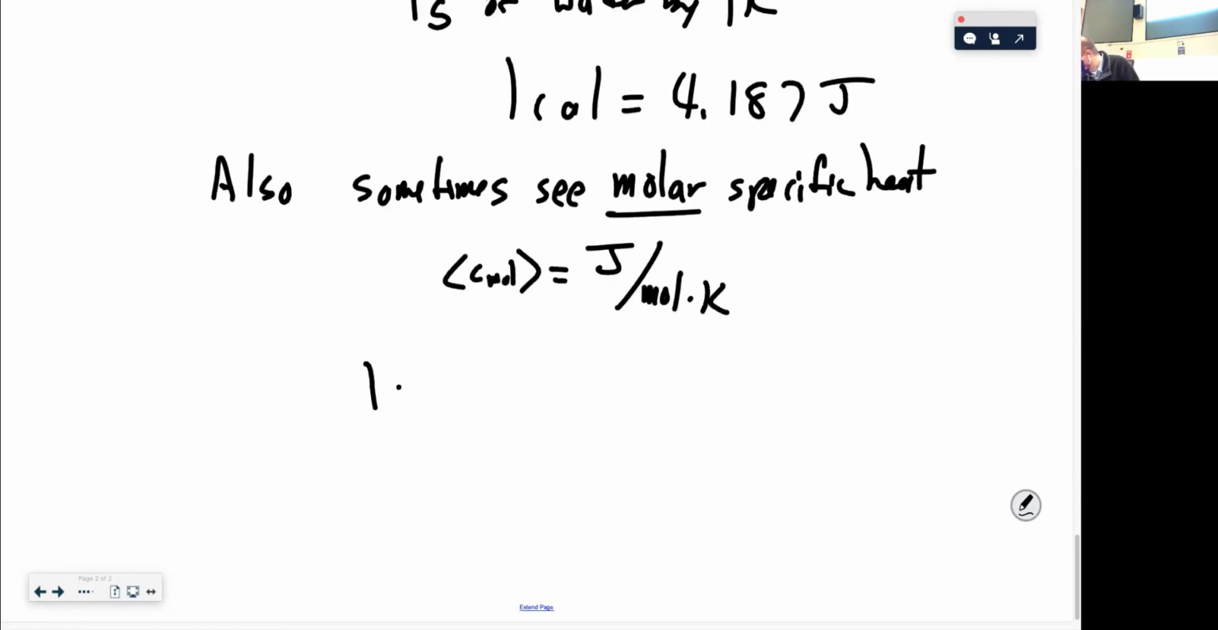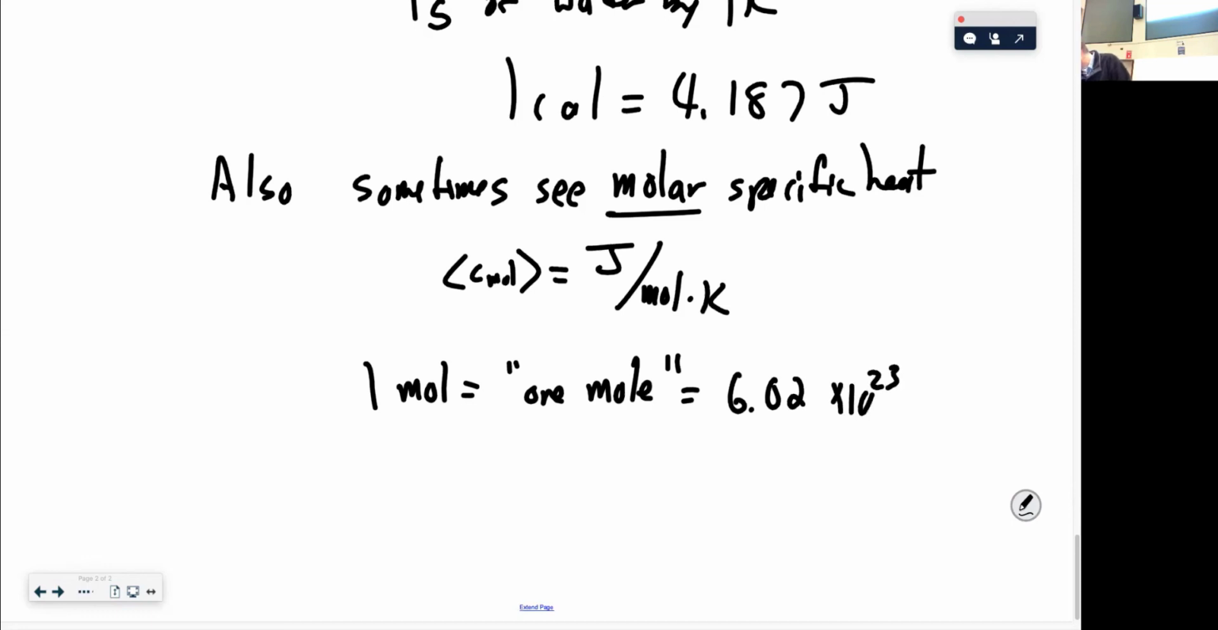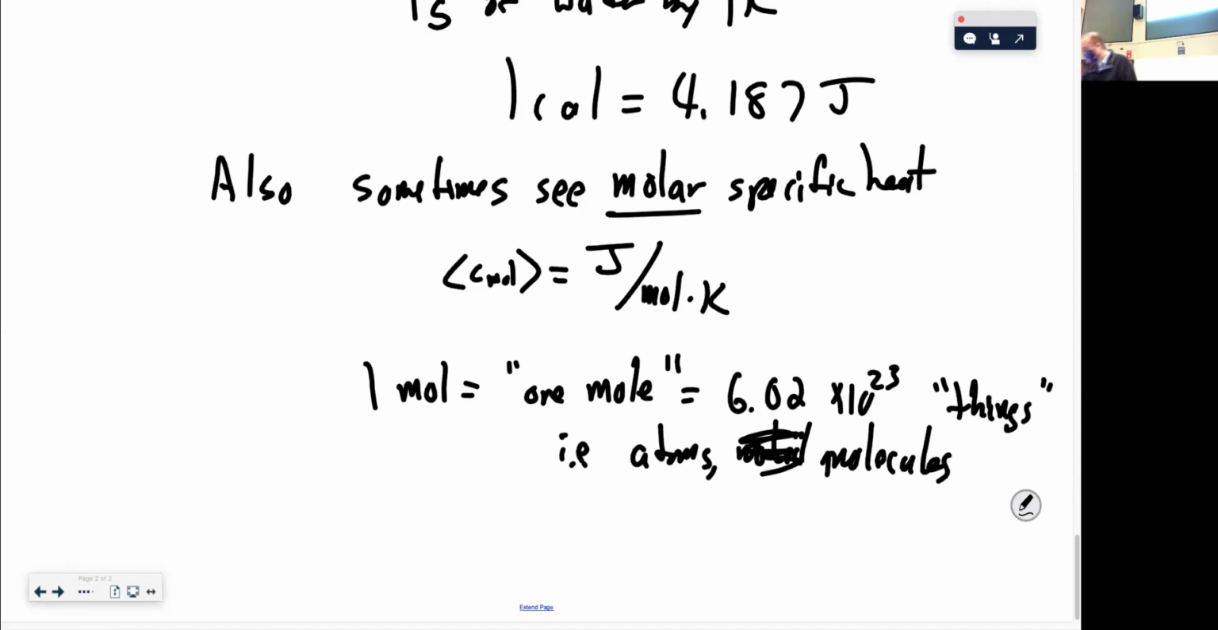1 mole, M-O-L-E, is just a number, 6.02 times 10 to the 23, Avogadro's number, elementary units of things, i.e. atoms, molecules. It's a weird unit because it doesn't really have units.